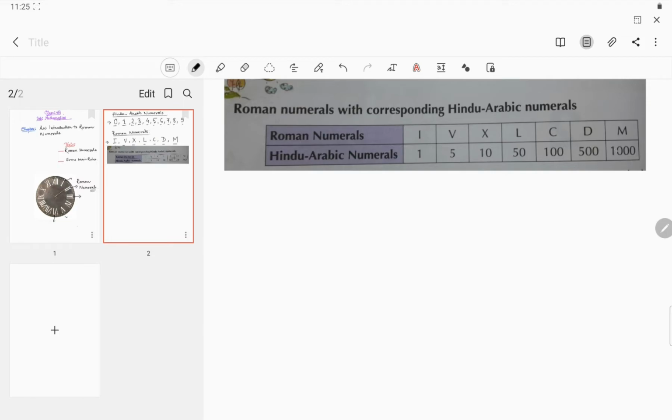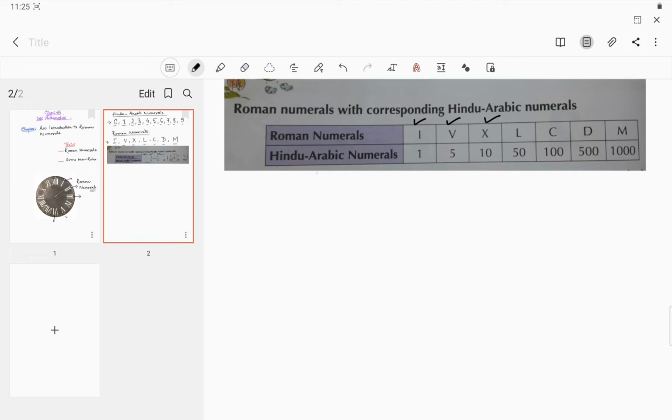Okay, so since we are studying our second chapter, that is Roman numerals, you have to write the numbers in Roman type instead of Hindu Arabic numbers, right? So in this chapter we will study only the first three, I, V and X. That means 1, 5 and 10. These three symbols we are going to study in this class only.